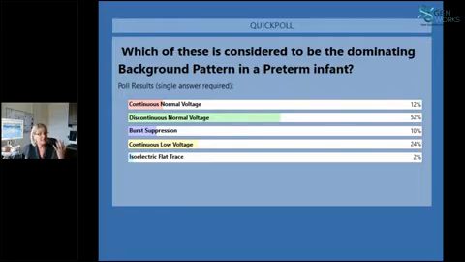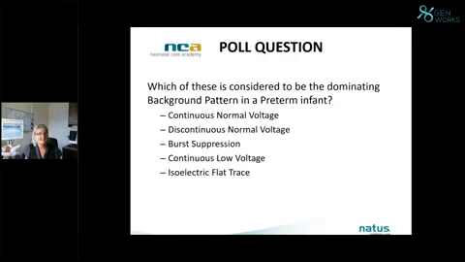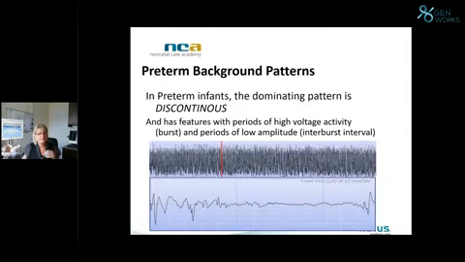So actually 12% of you thought the dominating pattern would be continuous. 52% of you said discontinuous normal voltage, a few said burst suppression, a few low voltage, and a few flat trace. Well, I will actually give you the answer to that. So actually the dominating background pattern most of the time for normality in a preterm infant is discontinuous, and it's got features that would have periods of high voltage activity, it would have some bursts, it would have also some periods of low amplitude, but in general the dominating pattern is discontinuous.